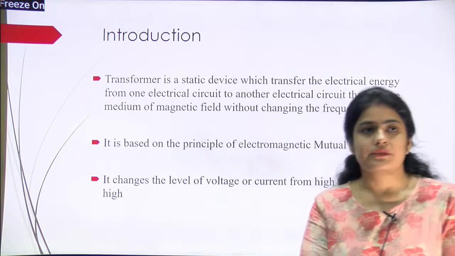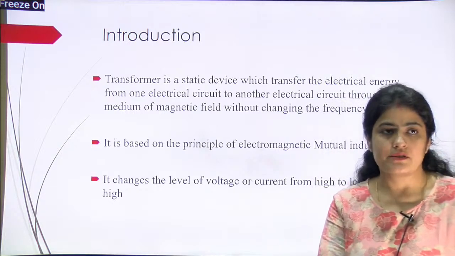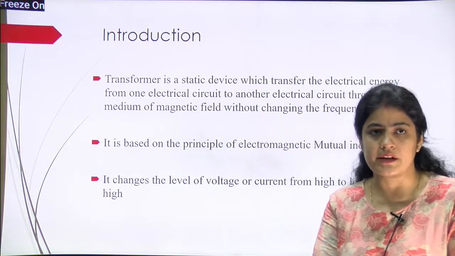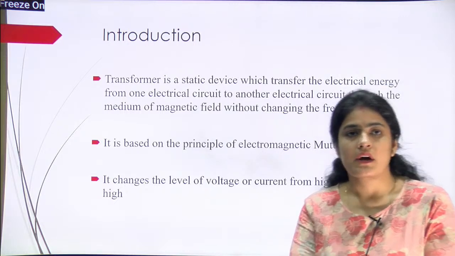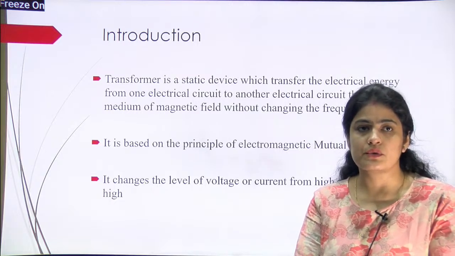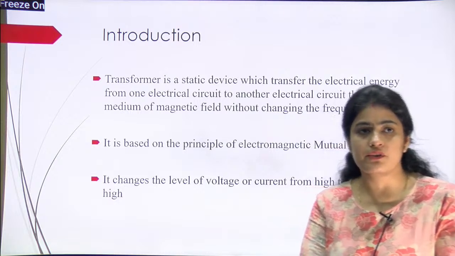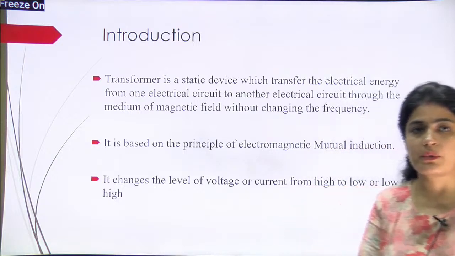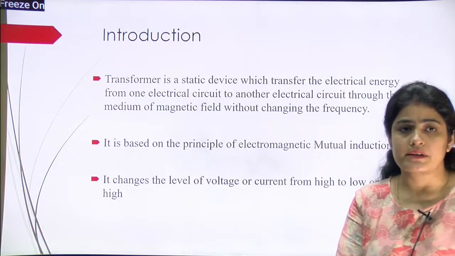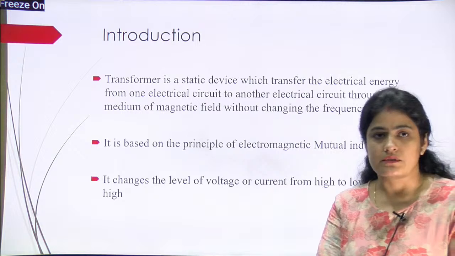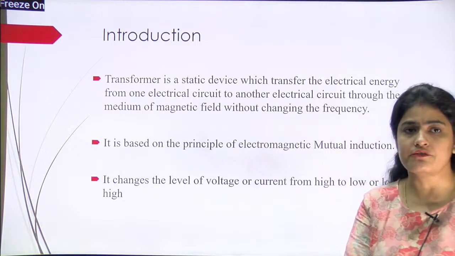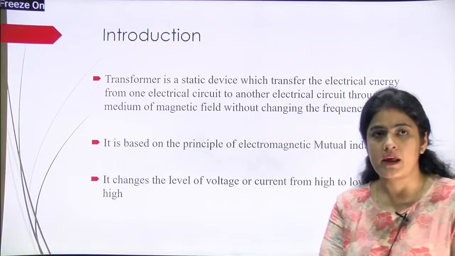So, we will start with the transformer. As everybody knows about the transformer, a transformer is a static device which transfers electrical energy from one electrical circuit to another electrical circuit through a medium of magnetic field without changing the frequency. The principle behind this transformer is electromagnetic mutual induction. It mainly changes the level of voltage and current from high to low or low to high.